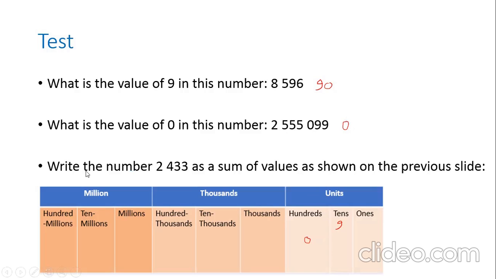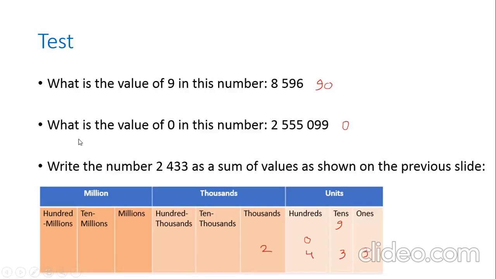Let's move to the third number to see what is required here. Write the number 2,433 as a sum of values as shown on the previous slide. So we start filling the tables with the digits and we write the sum accordingly. So this 3 falls in the position of ones. The second 3 falls in the position of tens, then 4 falls in the position of hundreds, and finally 2 falls in the position of thousands.